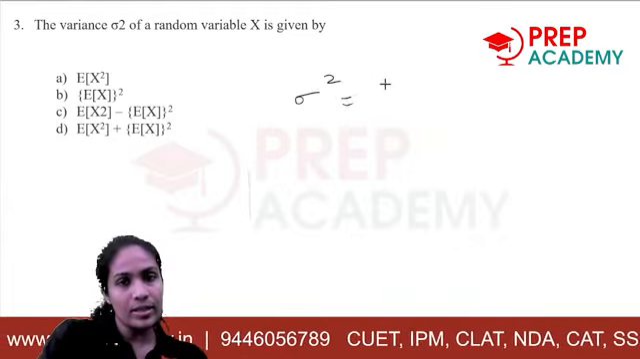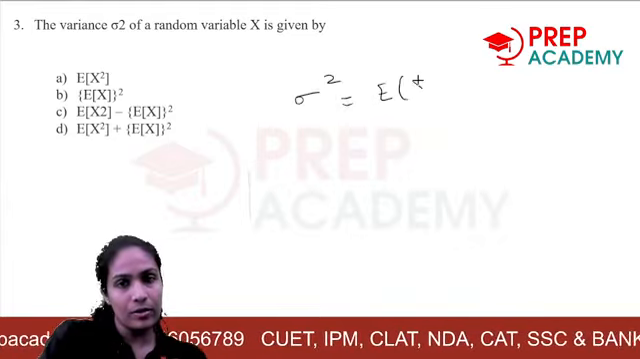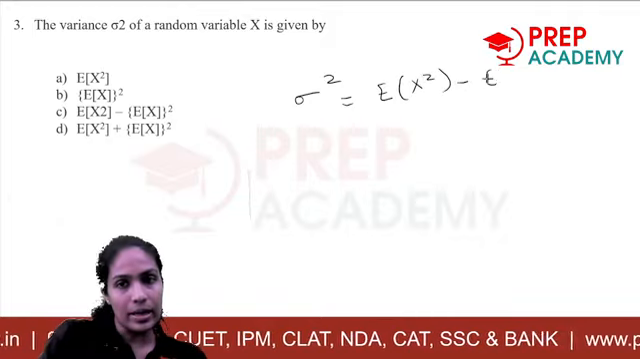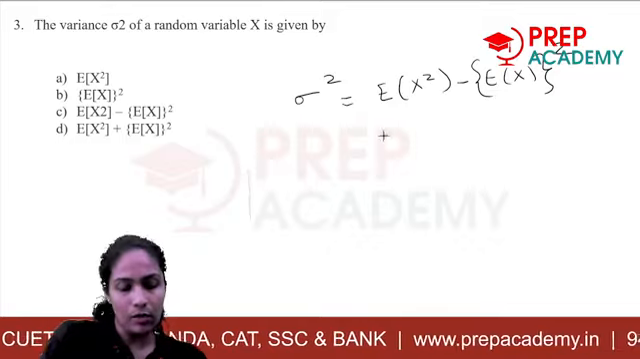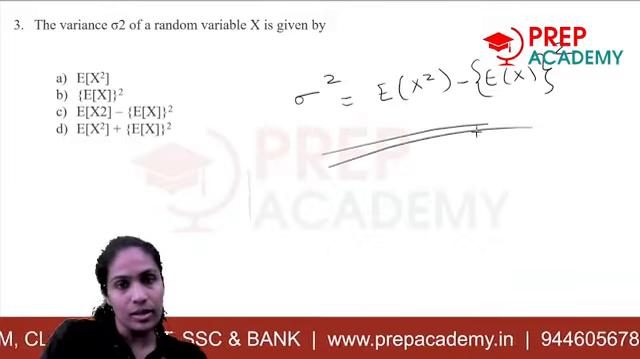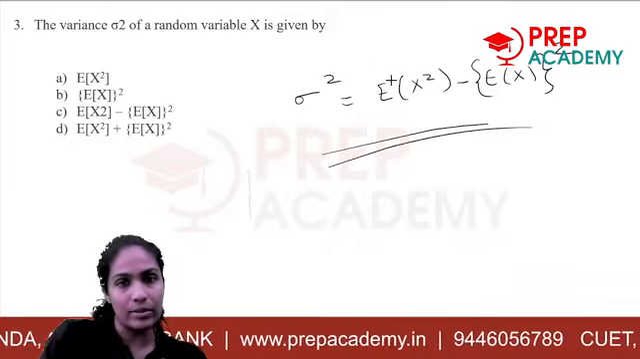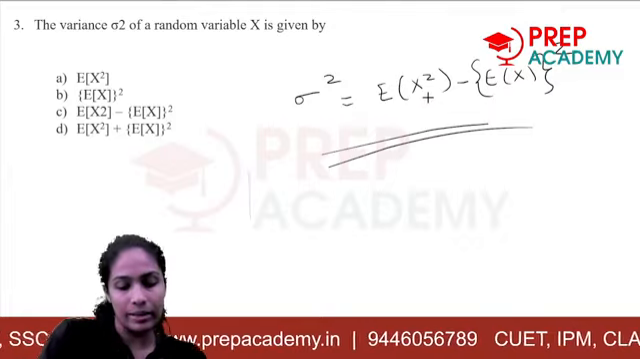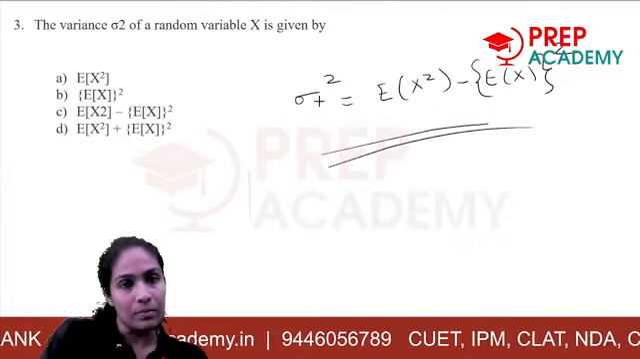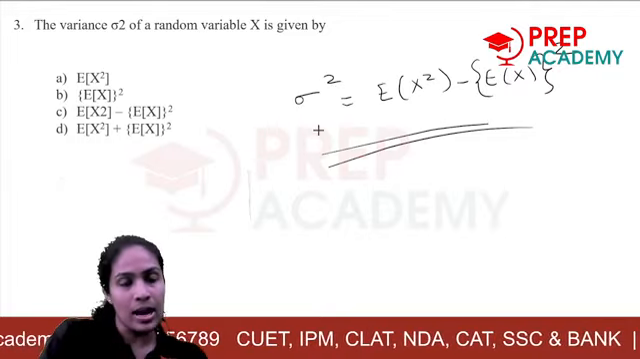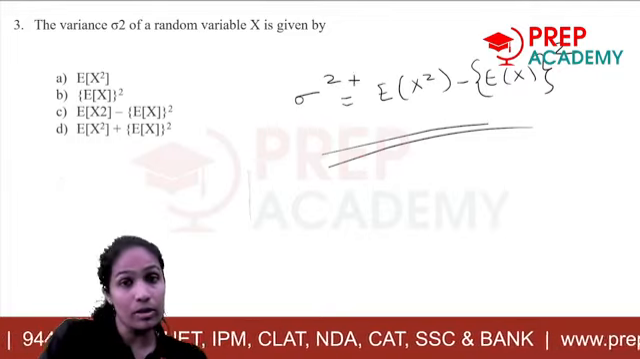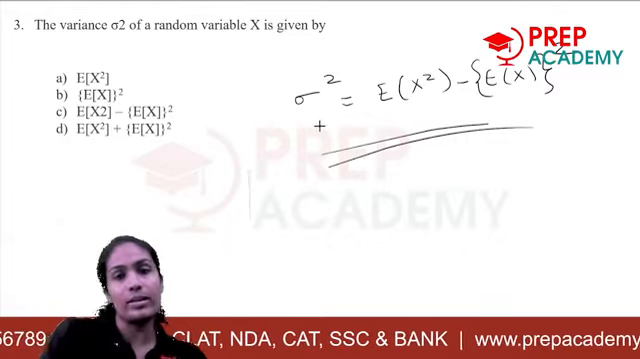Variance is defined as expectation of x square minus expectation of x the whole square. This is the standard formula of variance. Just learn this formula by heart. It's the formula of variance of a random variable x. X is a random variable and sigma square denotes the variance and sigma denotes the standard deviation.